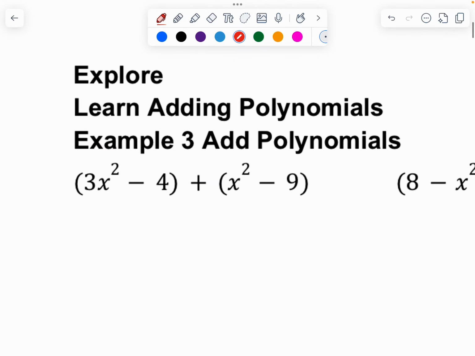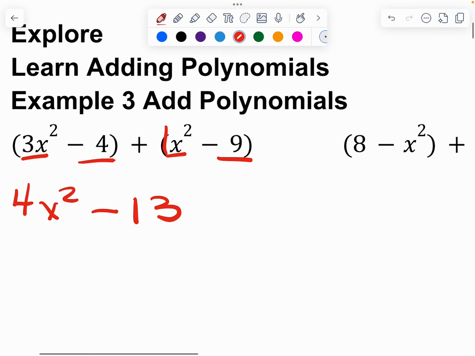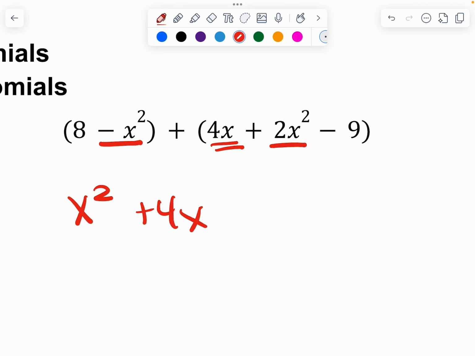Then the next part talks about addition and subtraction. You did this in Math 8 or in Math 7. You combine like terms: 4x squared minus 13. This one is the same as this, so I get x squared, then I have a 4x. Notice how I'm putting it in descending order.